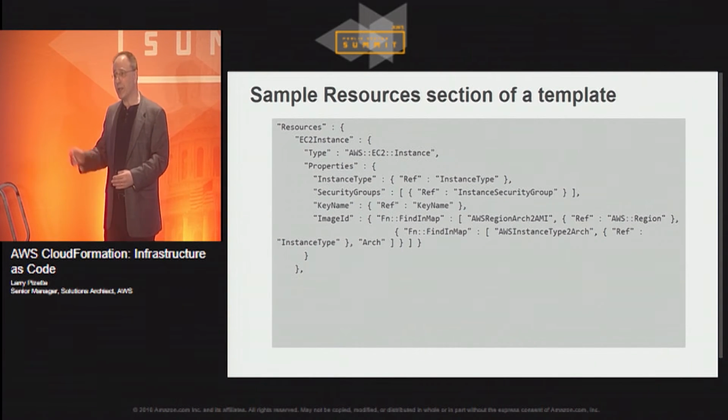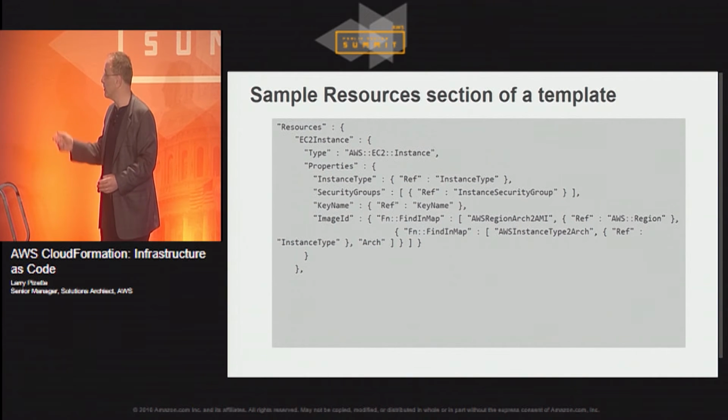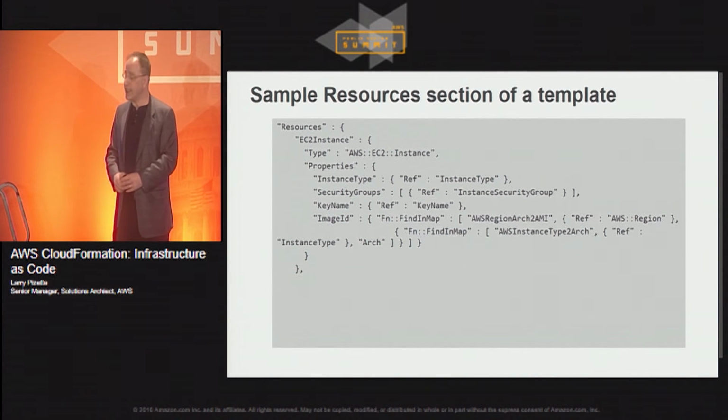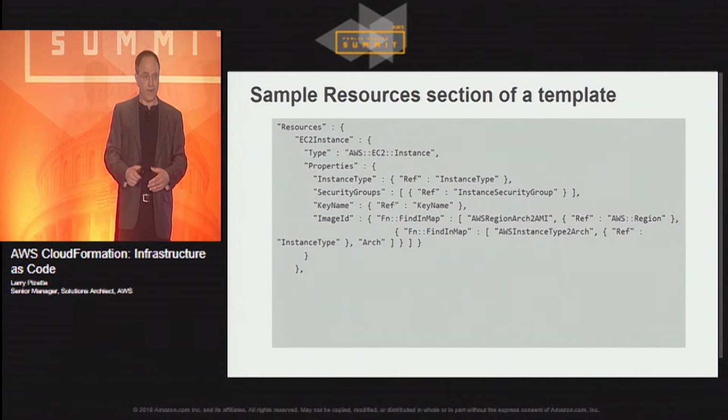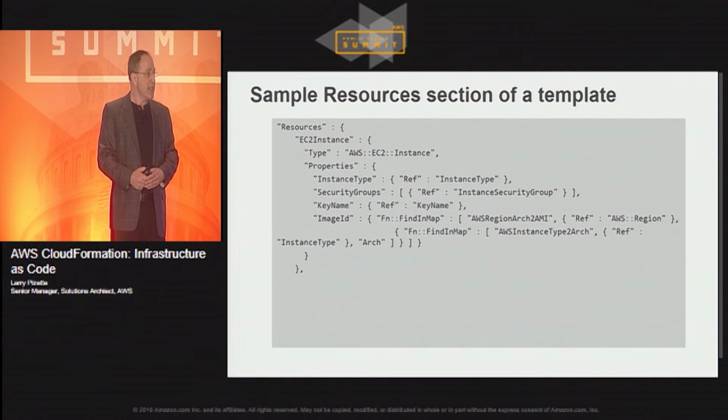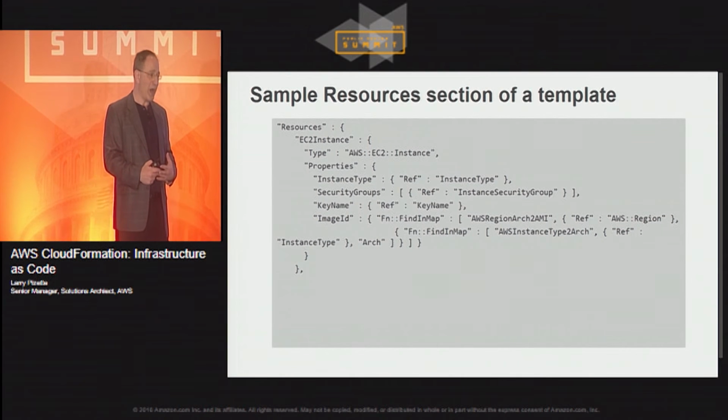And so we want people to be able to select a key name and to be able to enter it. And then the image ID. Now this image ID, it has this find and map functionality. And this is complex looking in JSON, especially the first time you look at it, but it's super powerful.